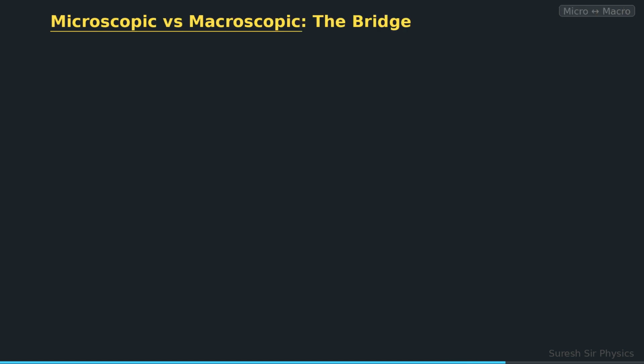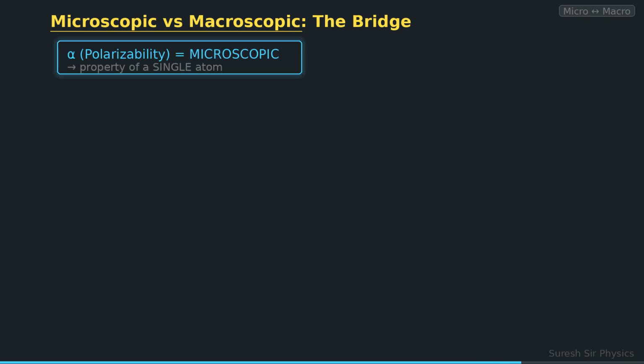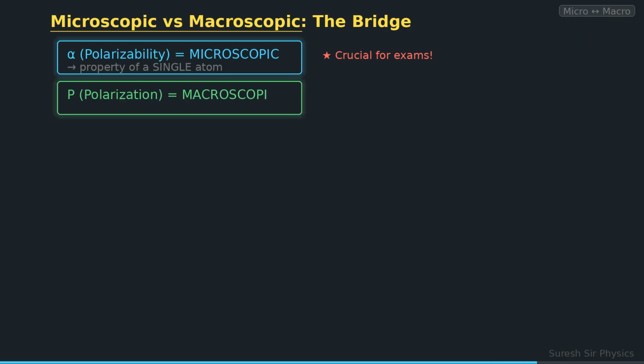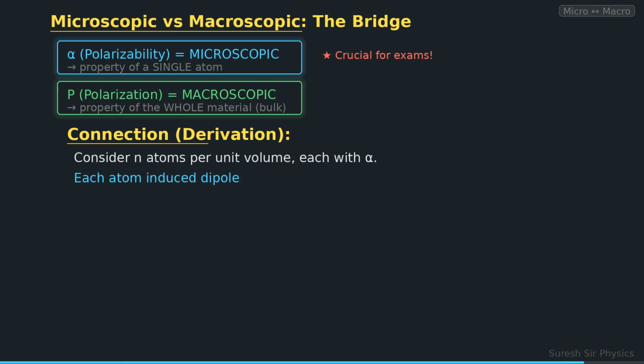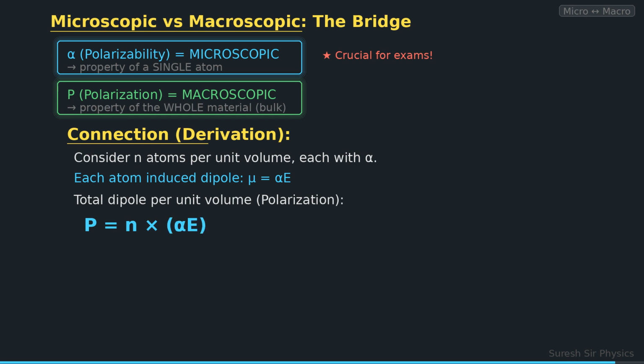Next we will discuss microscopic versus macroscopic property. This is a crucial conceptual point for exams. Alpha is microscopic, a property of a single atom or molecule. P is macroscopic, a property of the whole material. Connection between polarizability alpha and polarization P. Consider a dielectric with n atoms per unit volume. Each atom has an induced dipole moment, mu equals alpha E.